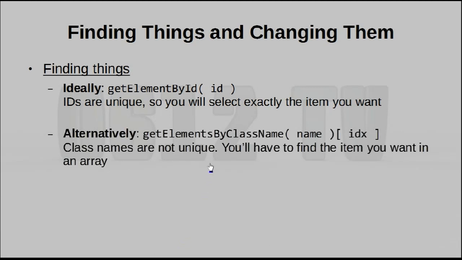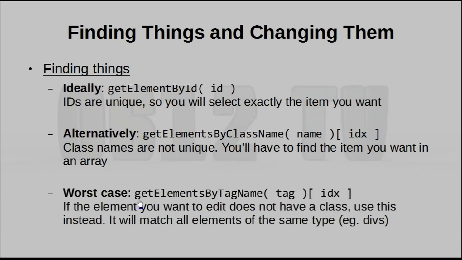This isn't the best solution because, well, class names are not unique, and that is why this function actually returns an array. You'll actually have to use the index to pinpoint the exact item you want. Of course, that may also not work because the item you want to look for may not have a class. If that is the case, you'll have to use getElementsByTagName instead. Now, this will be quite a horrible thing to do because there may be many elements with the same tag name. So you're gonna have to crawl through all of them to find the one you're looking for. So yeah, this would be a last resort. So that's basically it for finding things.